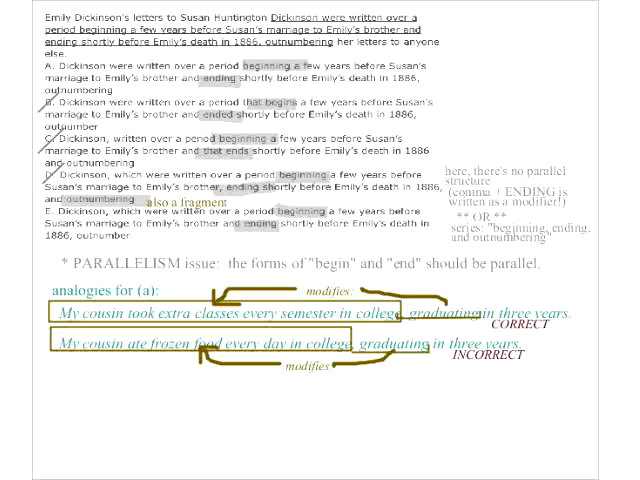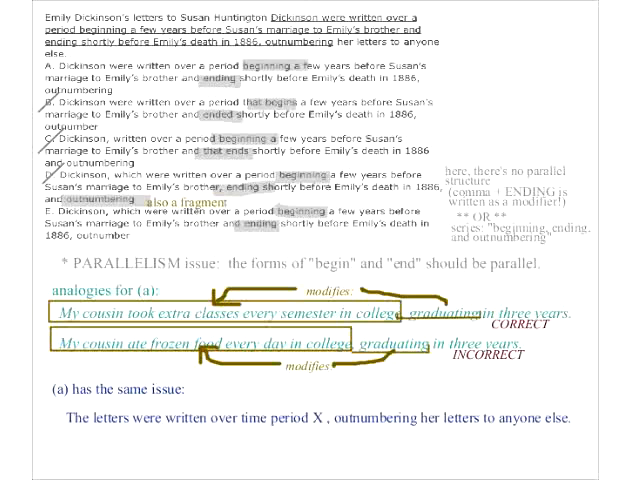Let me elaborate real quick. A has the same issue, which is the letters were written over time period X, comma, outnumbering her letters to anyone else. The problem is that these two are unrelated to each other. I mean, the time period has nothing to do with outnumbering other letters. That doesn't have anything to do with anything. So this doesn't work as a modifier.